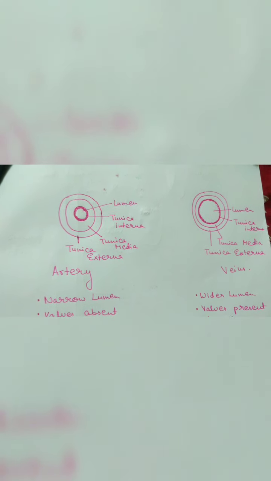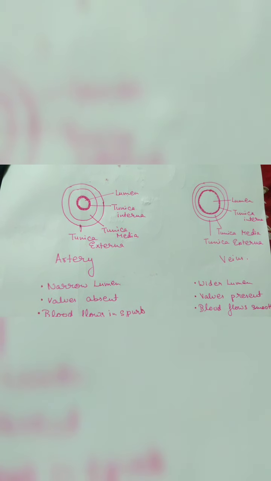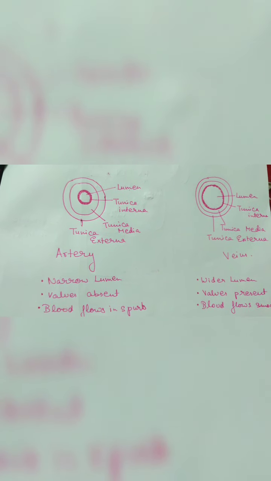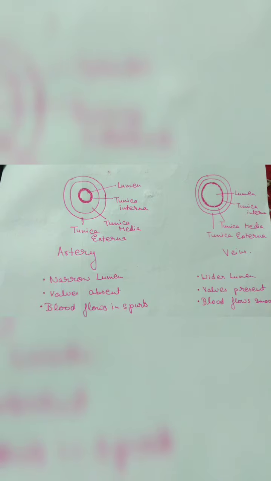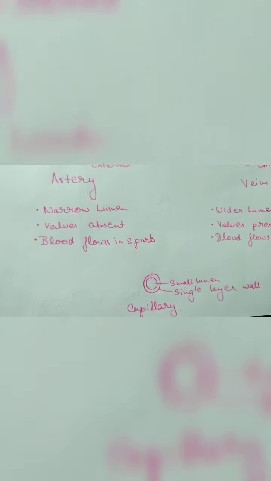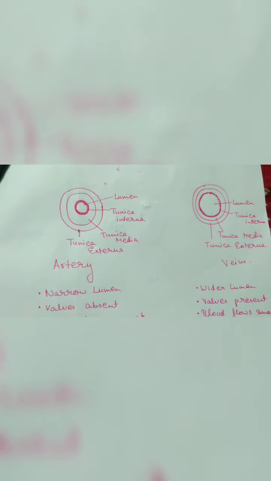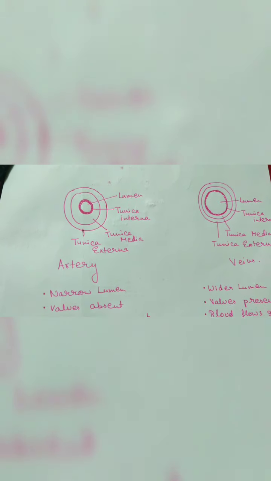Now we'll be discussing the various blood vessels that are present in the human body. The various blood vessels, namely, are artery, veins and capillaries. We'll discuss the structure and the differences between artery and veins.